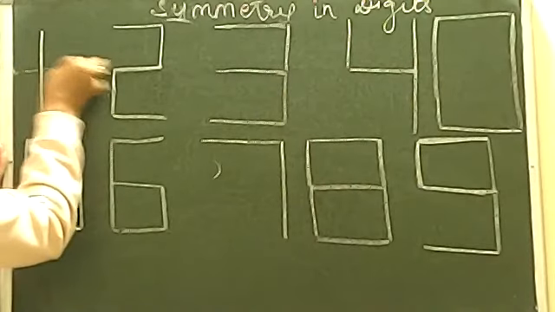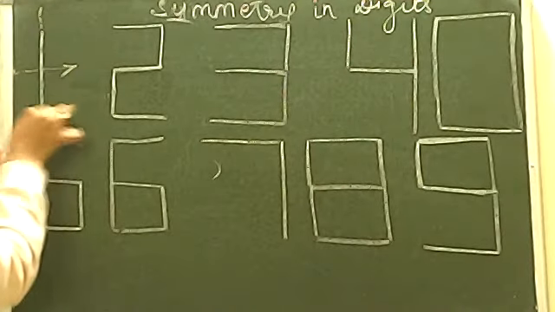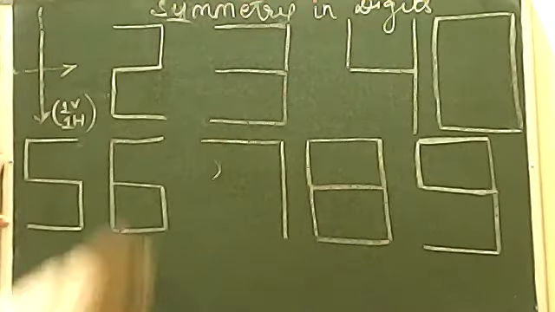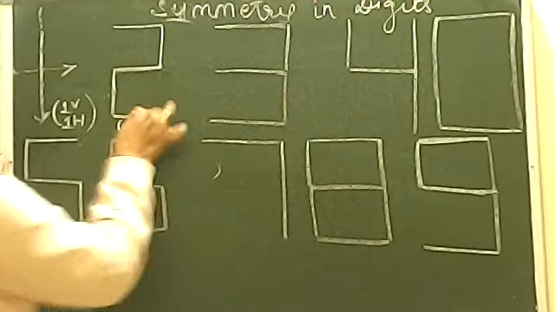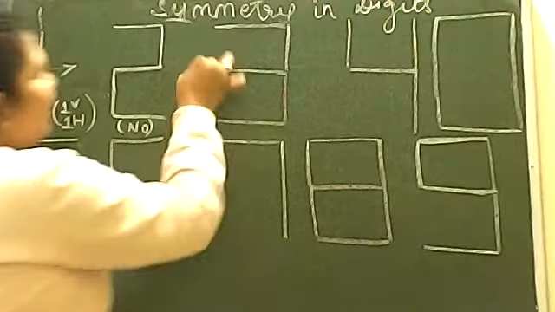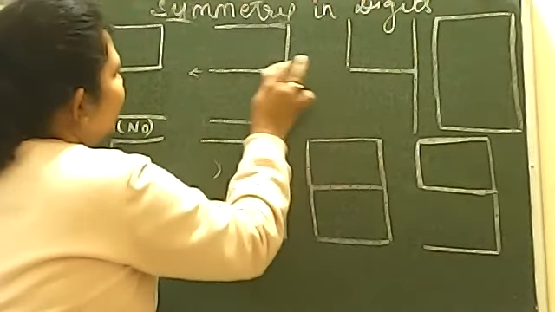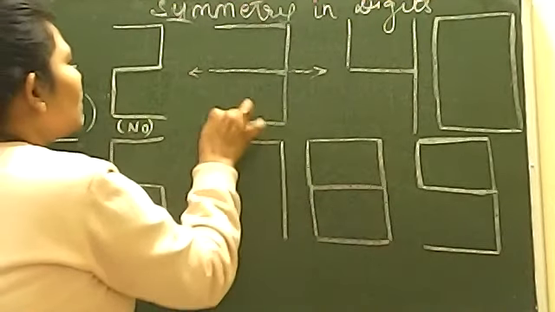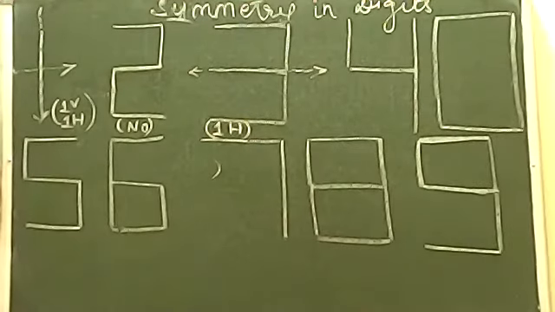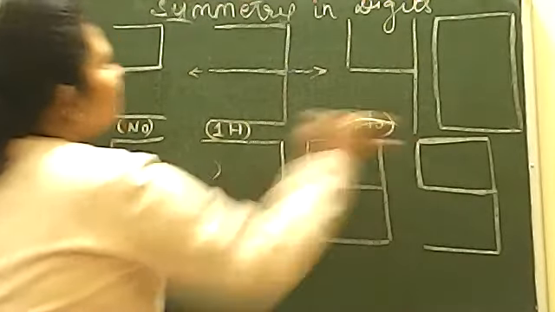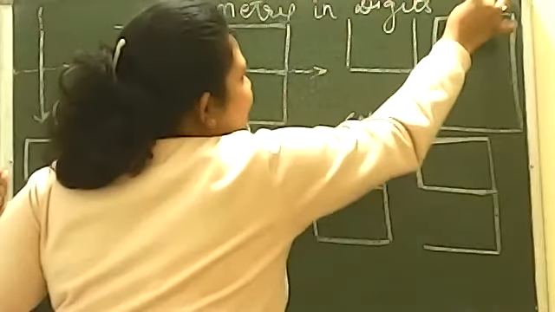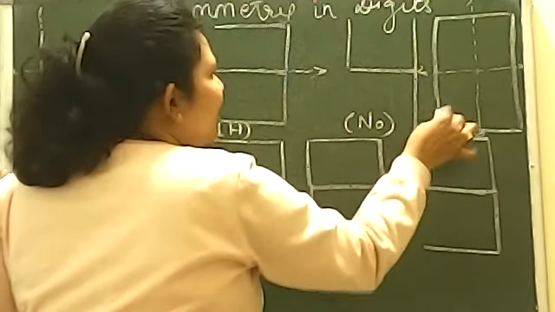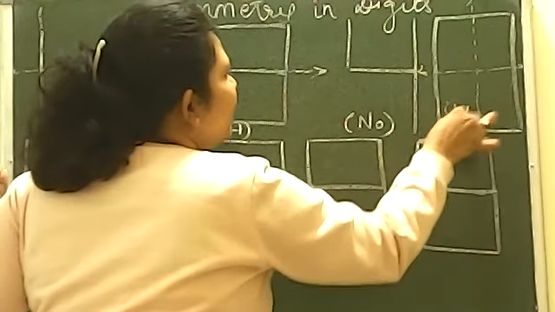1. 1 has 1 line of symmetry horizontal, 1 line of symmetry vertical. So 1V, 1H. Now 2. 2 is not having any line of symmetry. I am writing here no. 3, yes, 3 has 1 line of symmetry, that is 1 horizontal. Now 4, no line of symmetry. 0, yes, it has lines of symmetry, 1 vertical and 1 horizontal as well. So I will be writing here 1V, 1H.